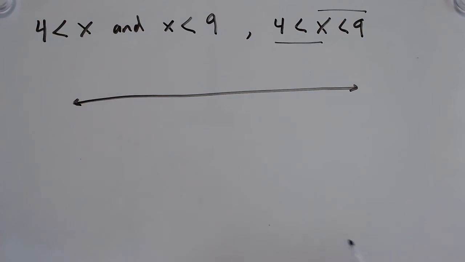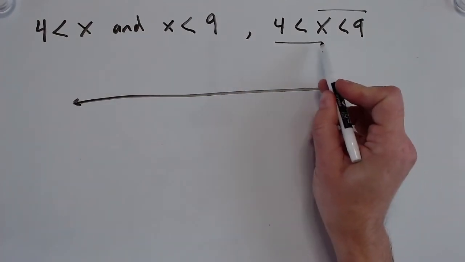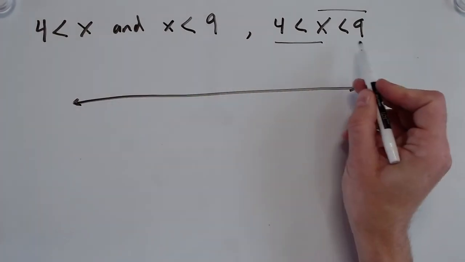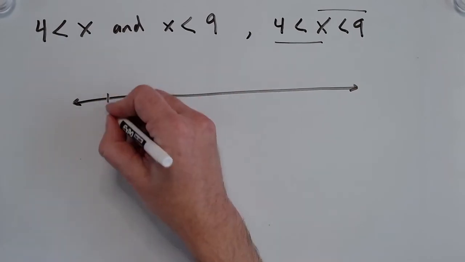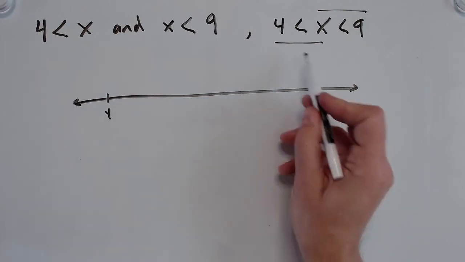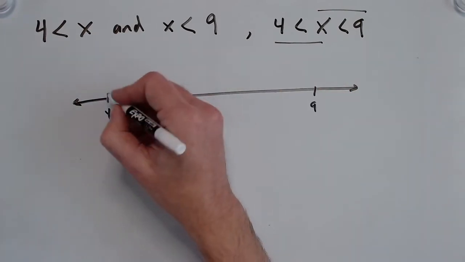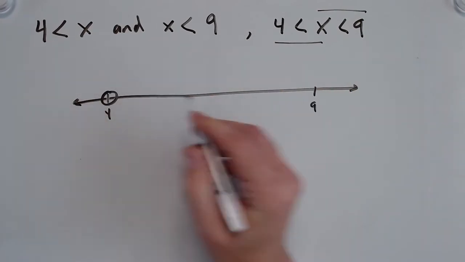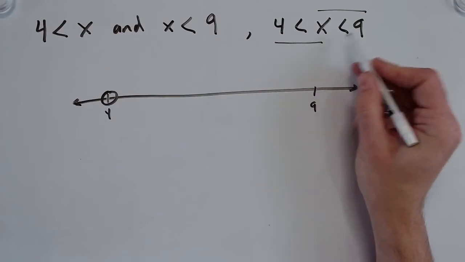And I'm going to cheat just a little bit. We know that x is greater than 4 and less than 9. So I'm going to put 4 here and 9 out here. It's greater than, but not equal to 4, so we have to put a circle, and it's less than, but there's no equal sign.